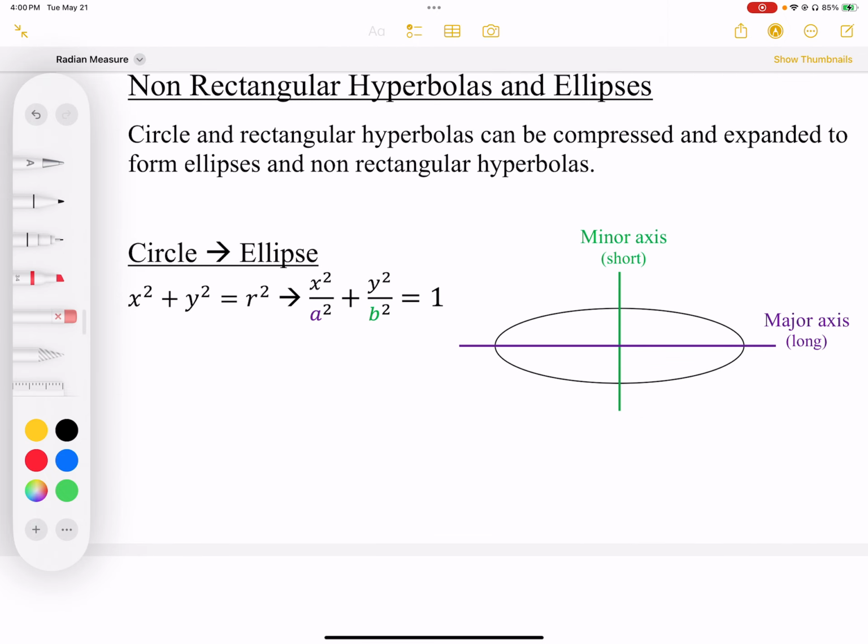So here we have our circle. We go from circle to ellipse by those a squared and b squared factors. Okay, they represent expansions and compressions along the x and y. And for hyperbolas, it is the same thing.